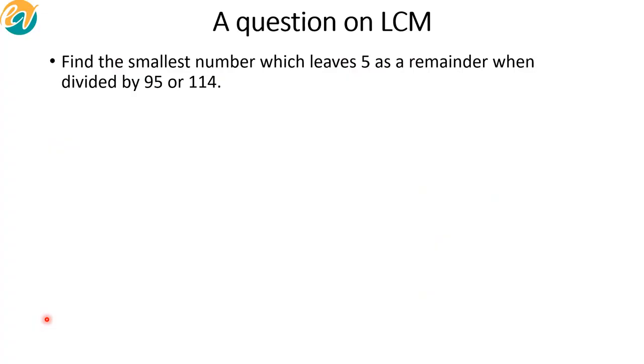All right, find the smallest number which leaves 5 as a remainder when divided by 95 or 114. Think about it. What's the question asking for? Smallest number which leaves 5 as a remainder when divided by 95 or 114.